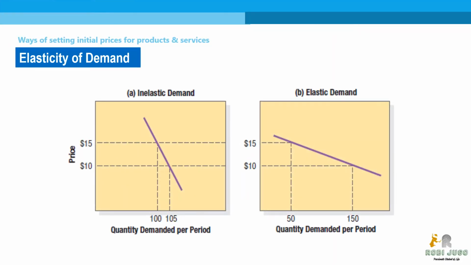Elasticity of demand has 2 types. It could be either inelastic or elastic. An inelastic demand is when a change in price brings little change in quantity demanded because the goods are usually necessities, like electricity. While elastic demand is when a change in price brings a big change in quantity demanded. That is because goods are usually luxuries, like clothes.